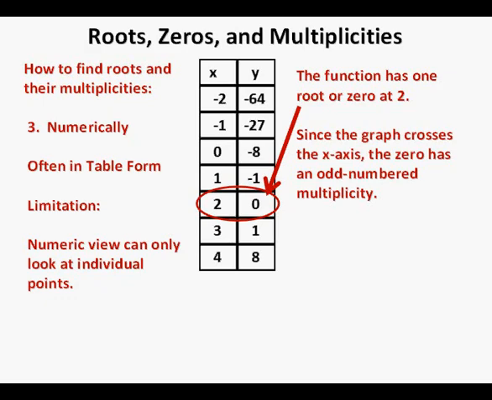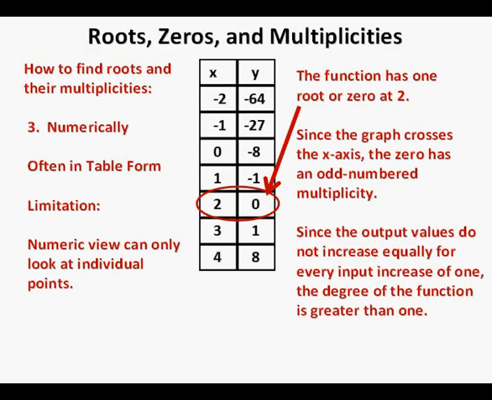Now we're coming to the part of the analysis that's harder to see in the table view. If we note how the output values are not changing in a linear manner, up by the same amount every unit, this root of a polynomial function has to have a degree greater than 1. And since the function crosses the x-axis, we know that the multiplicity of the root is also greater than 1 and has an odd number. This is an example of a root with a multiplicity of 3. This is not as easy to see when you don't have a graph to look at.